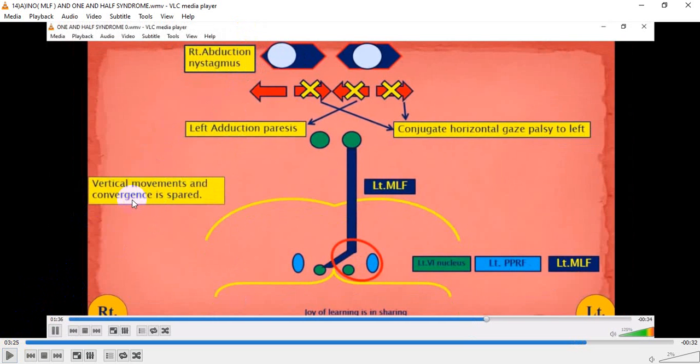Vertical movement will be preserved, convergence will be preserved, because this is a pontine lesion. The convergence center is present at the midbrain level, that is the prefrontal nucleus, in that area, or we call it the junction of the thalamus and mesencephalon. It is also called the thalamo-mesencephalic junction at that level. So vertical movement is at that level, and convergence is because of the prefrontal nucleus. So that is preserved, or we call it spared.